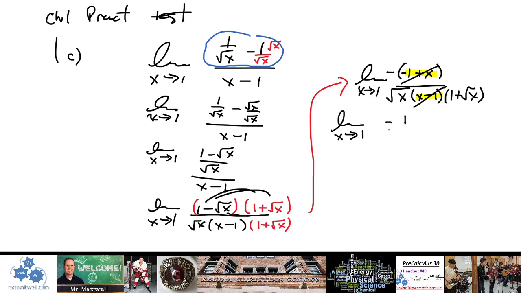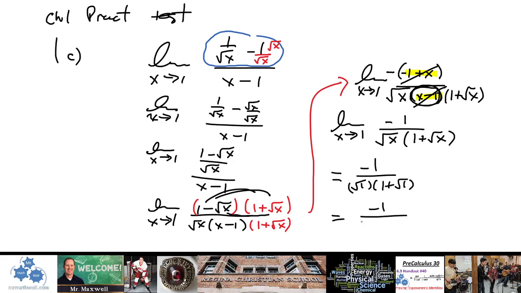But you have negative 1 on top now, and you have root x on the bottom times 1 plus root x. And we've gotten rid of the factor that's the problem with the substitution. So if we substitute now, we don't have a 0 in the denominator. So the limit as x approaches 1, actually let's just substitute now. When we substitute that in, we get negative 1 over root 1 times 1 plus root 1, which is negative 1 over 1 times 2, or 2. So you should get negative a half there.